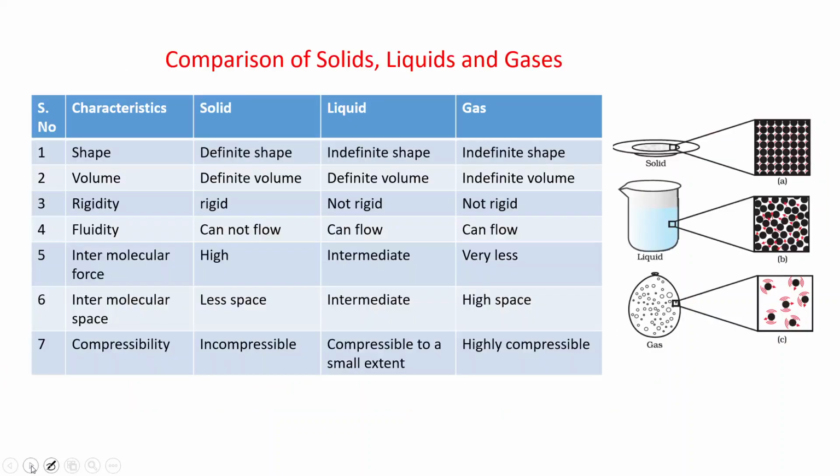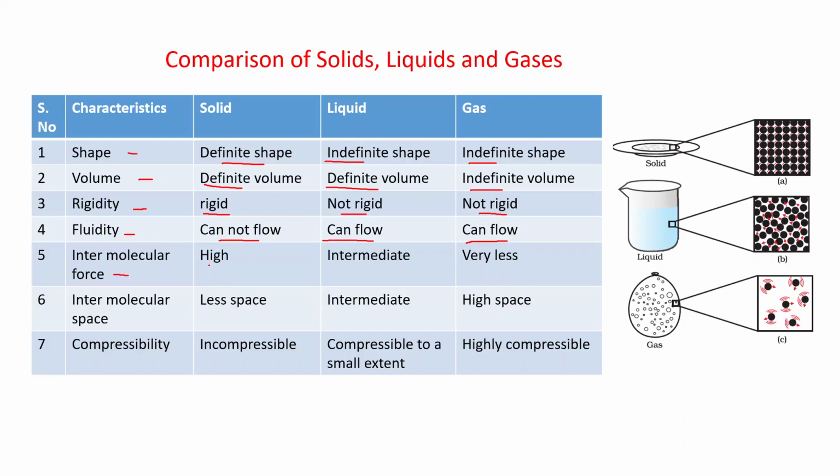Now, after discussing these three states of matter, we must be able to differentiate between them on the basis of certain characteristics. Shape: solids have definite shape, liquids indefinite, gas indefinite. Volume: solids have definite volume, liquids have definite volume, gas has indefinite volume. Rigidity: solids are rigid, which means when we apply force, they will not change their shape. Liquids are not rigid, their shape is changed. Again, gases are not rigid. Fluidity, the property of flow: solids cannot flow, liquids can flow and gases can flow. That's why liquids and gases are collectively known as fluids.